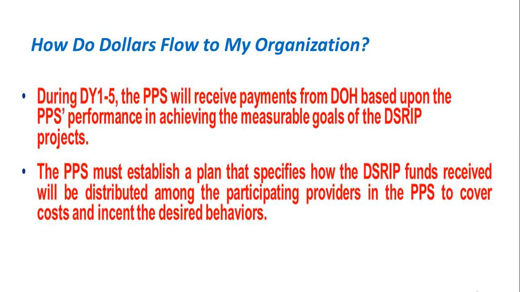Then the second bullet point, how's that money going to go out? So the PPS must establish a plan that specifies how the DSRIP funds received will be distributed among the participating providers in the PPS. And this is key, to cover costs and incent the desired behaviors. So I highlighted that, but that's basically saying that that model, that method, the procedure of how the money will flow down to the participants, your organizations, is still being determined, and we're going to be developing metrics and modeling that. But that leads us to the next slide, slide 4.